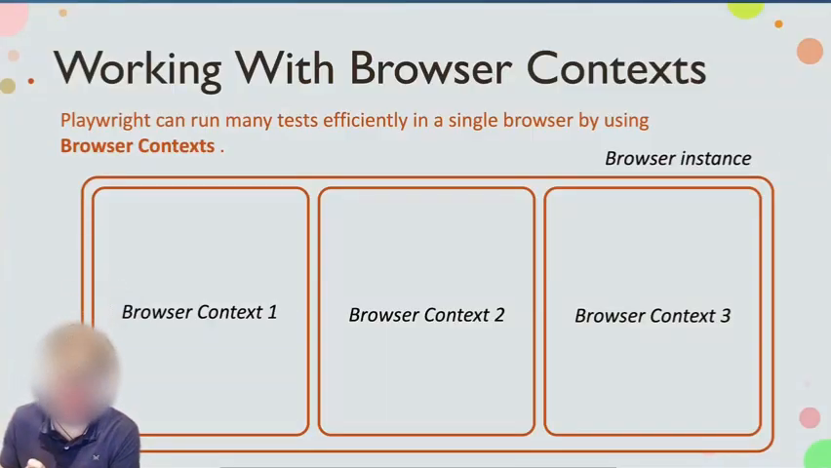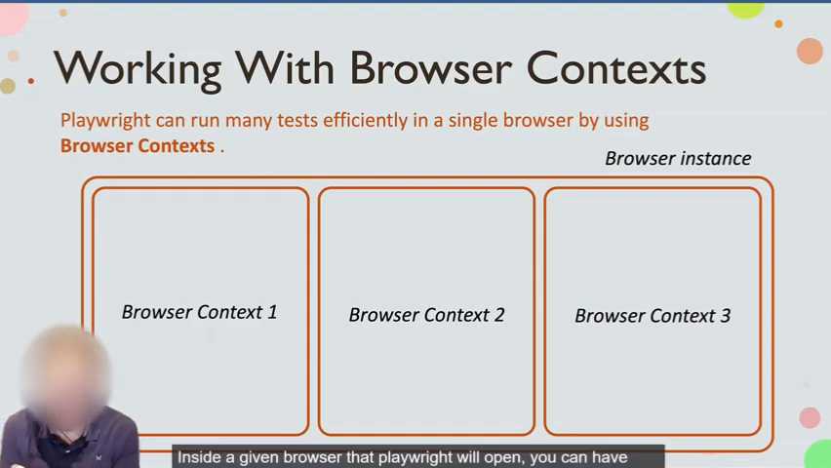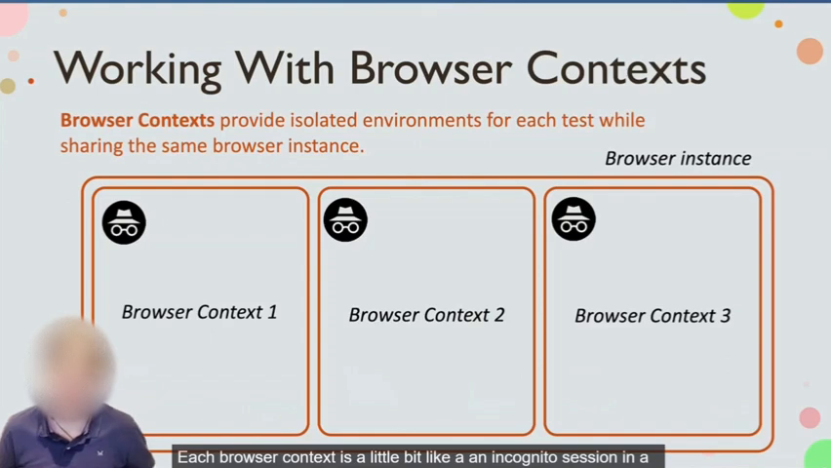The concept of a browser context is relatively simple. Inside a given browser that Playwright will open, you can have multiple browser contexts. Each browser context is a little bit like an incognito session in a browser, if you like. Each context is separate from the other context, even though they are running on the same physical browser, which means that it's much more efficient in terms of memory storage.